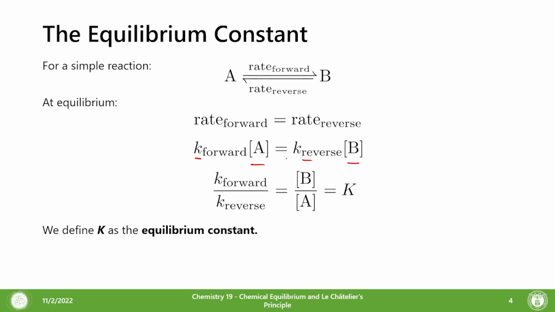If we move it around, divide both sides by the reverse rate constant and divide both sides by the concentration of A, then we get the concentration of B divided by the concentration of A. B is our product and A is our reactant. And we get the equilibrium constant K.